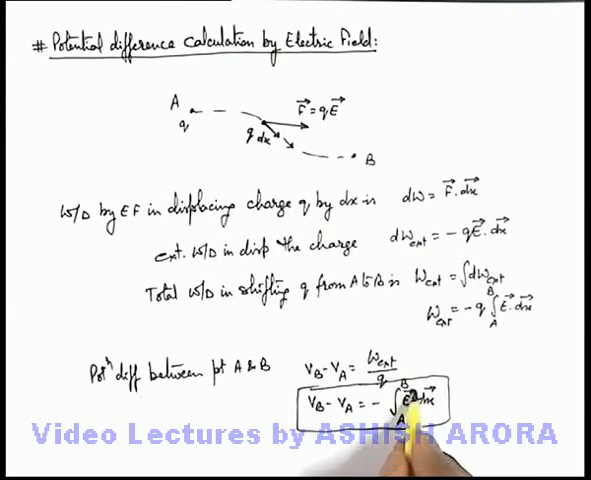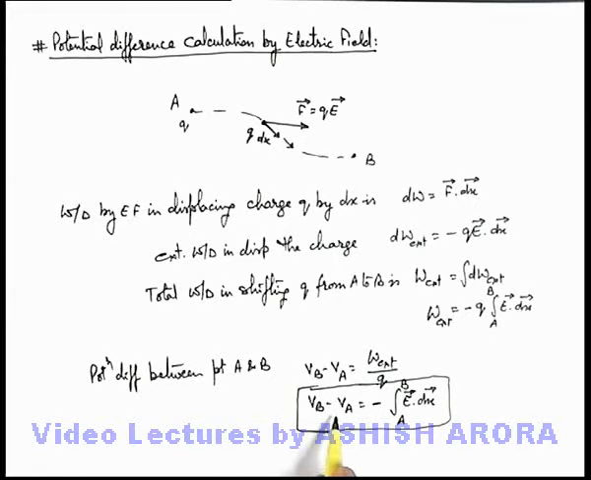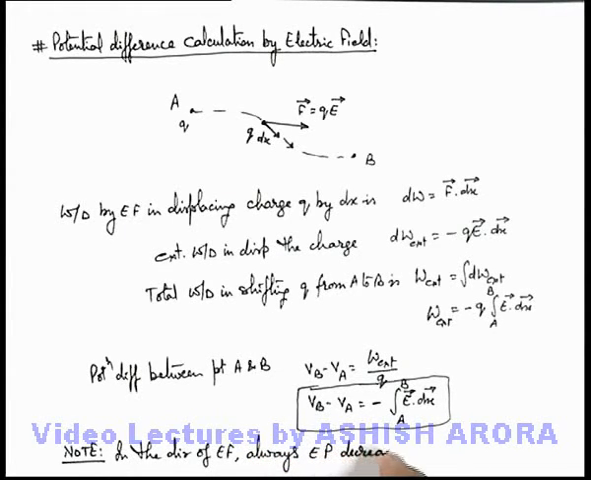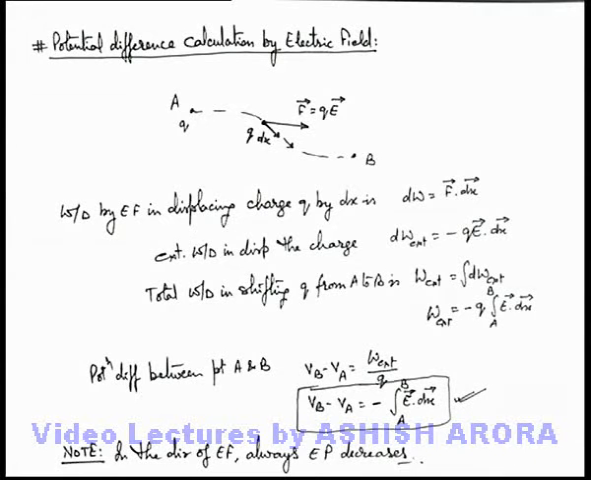And here you can also see that the negative sign gives us an idea that if we are moving in the direction of electric field, then in that situation we can say the potential is getting lower. So always keep this note in your mind that in the direction of electric field, always electric potential decreases. Let's have some applications based on the same. And this is the most important relation you should always keep in mind.